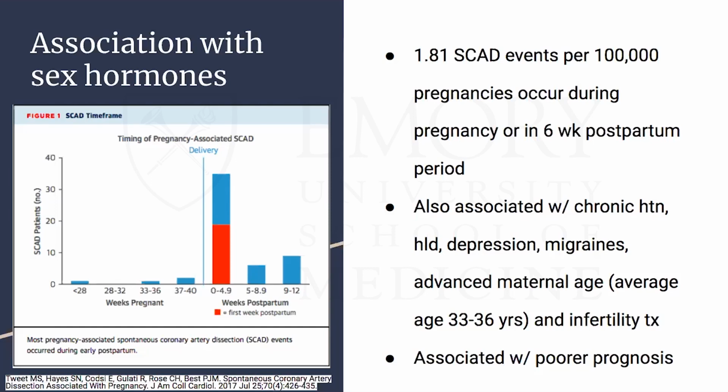Gestational hypertension and preeclampsia have also been variably associated. And as I mentioned, there are also other potential hormone-mediated triggers such as perimenopause, use of OCPs, and HRT. Interestingly, post-SCAD chest pain can also occur in a catamenial pattern. So this also supports the association between SCAD and sex hormones.